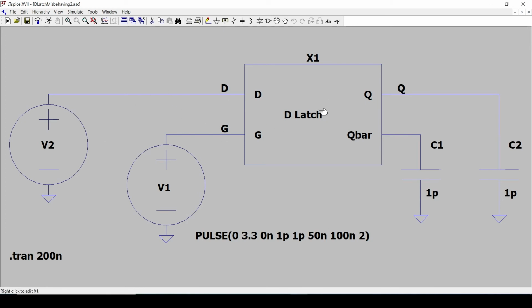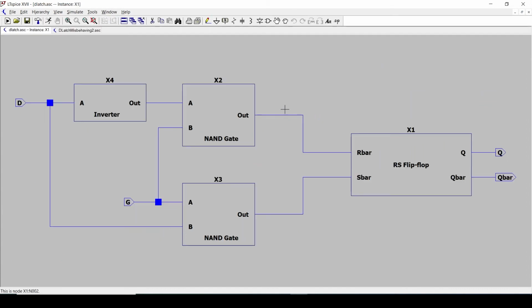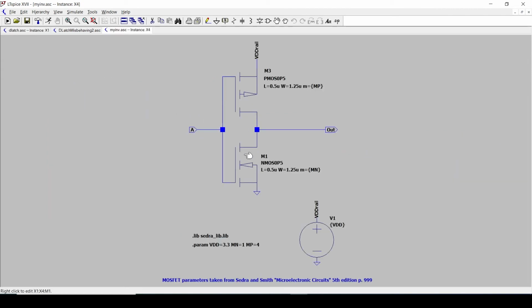If I double click on the D latch, we see that we make a D latch out of an inverter, 2 NAND gates and an RS latch. The inverter, if I double click on that, is the usual inverter made out of 2 FETs.